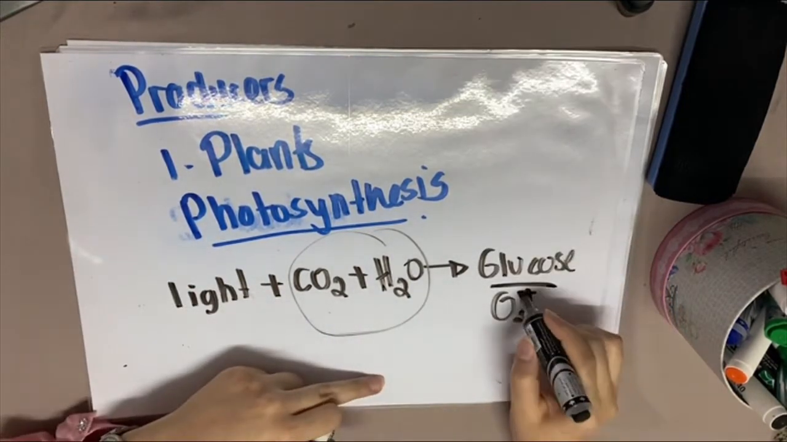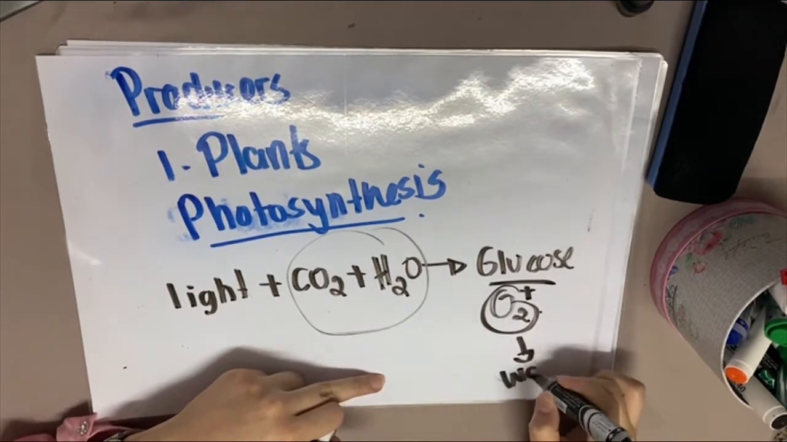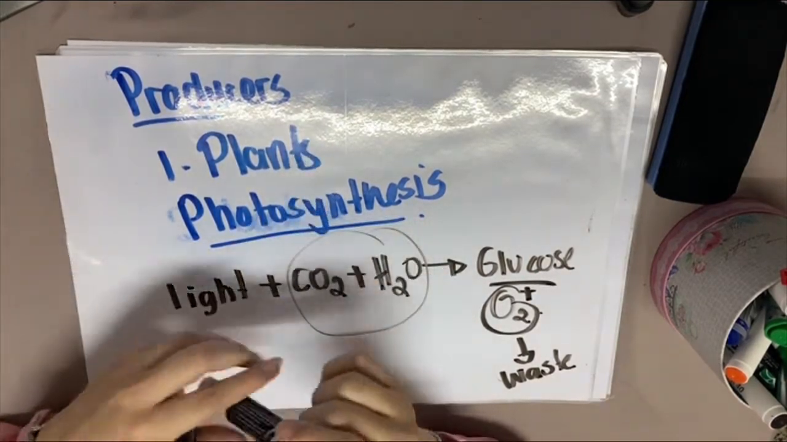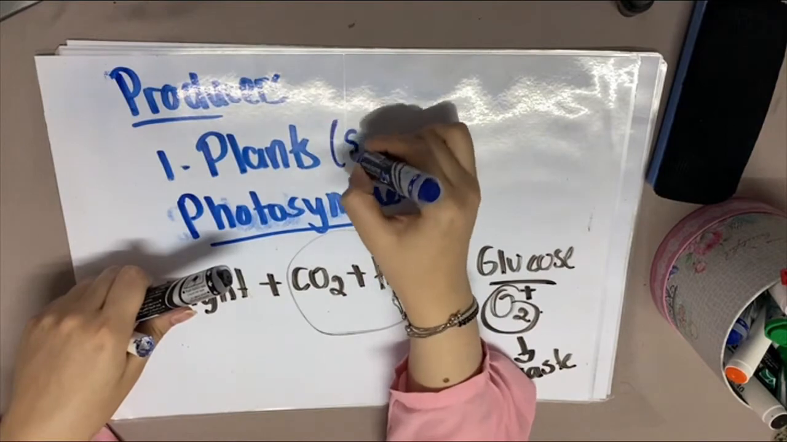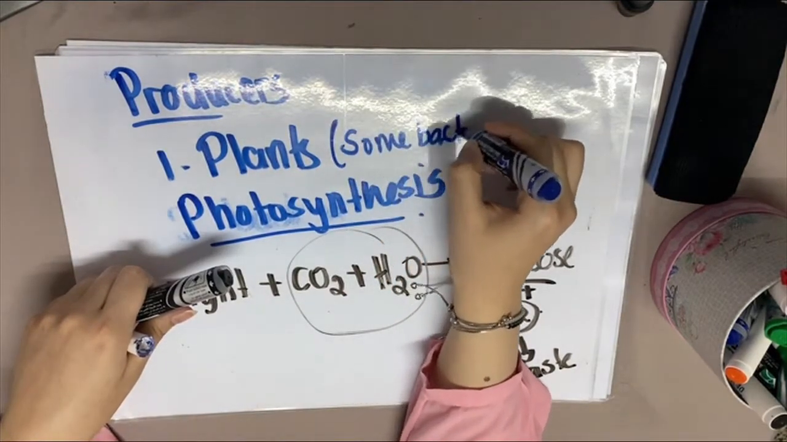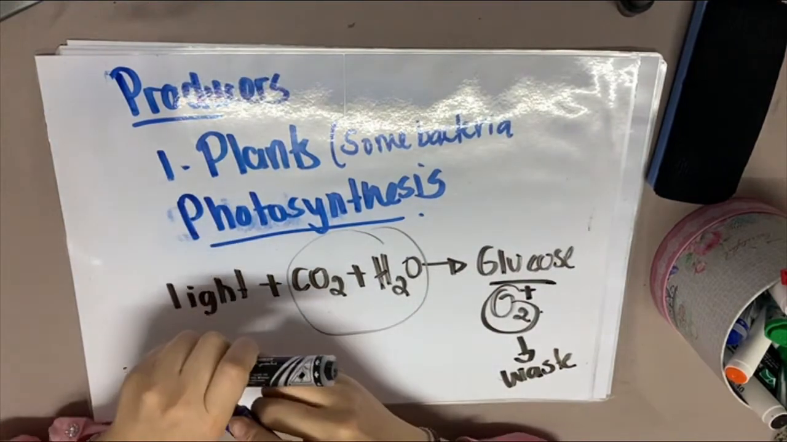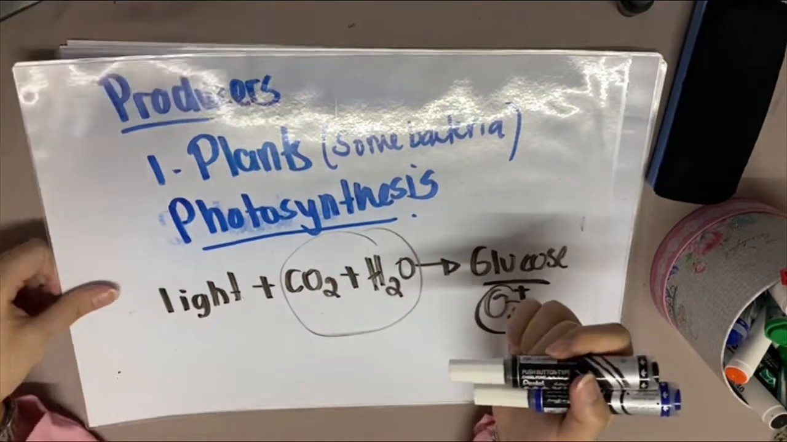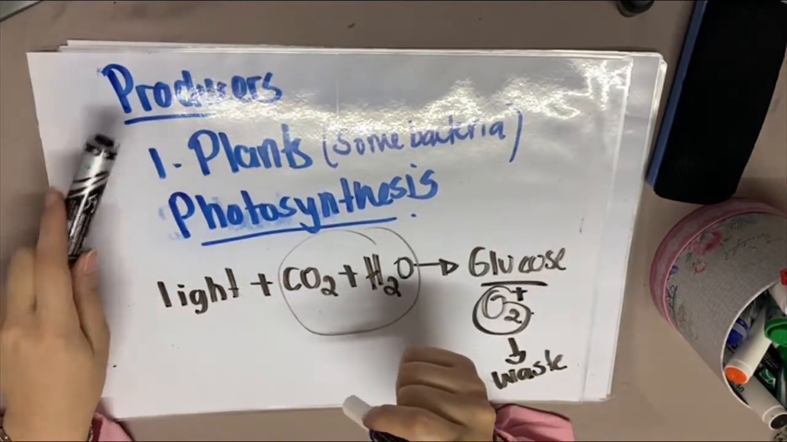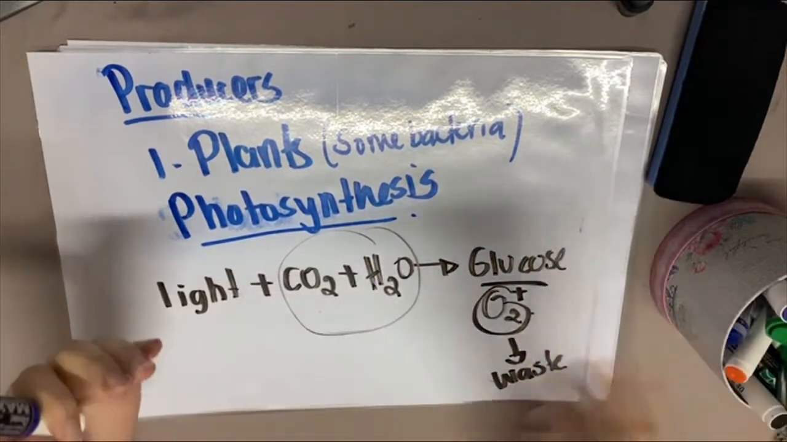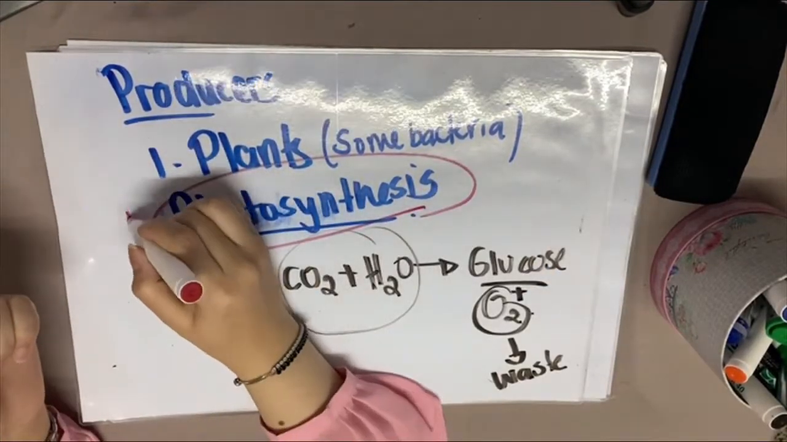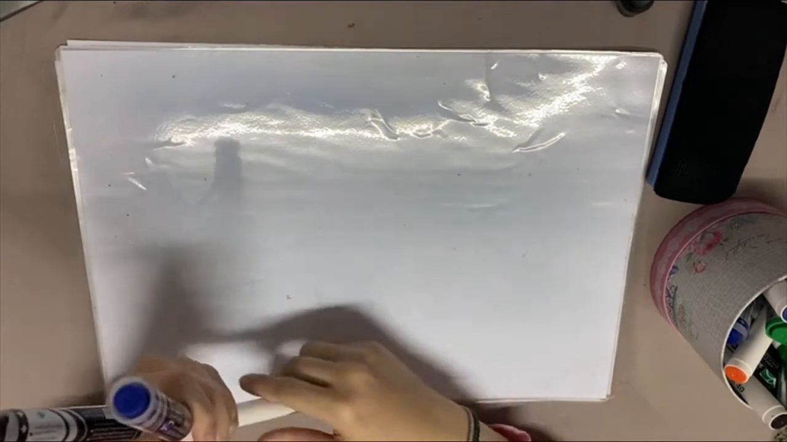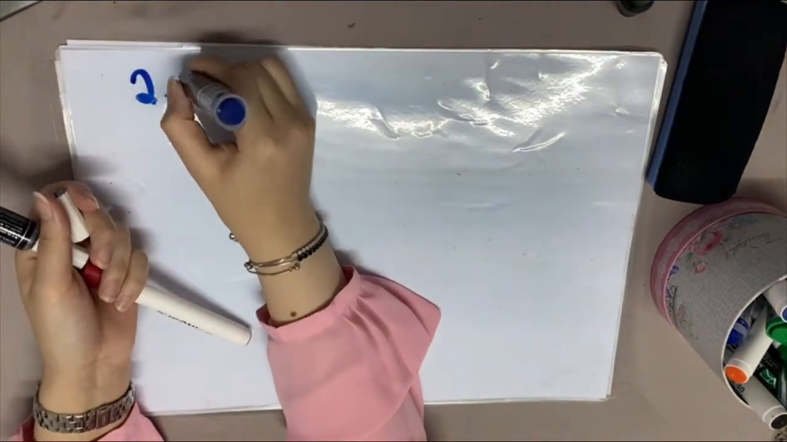So photosynthesis is technically from light. Something very important we need to keep in mind is that some kinds of bacteria also do photosynthesis, like cyanobacteria, which is a type of bacteria that uses photosynthesis to make food. So the first process that organisms use to produce food is called photosynthesis. This is number one. The second process that organisms use to produce food is called chemosynthesis.